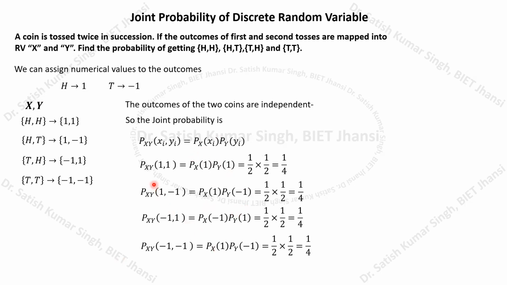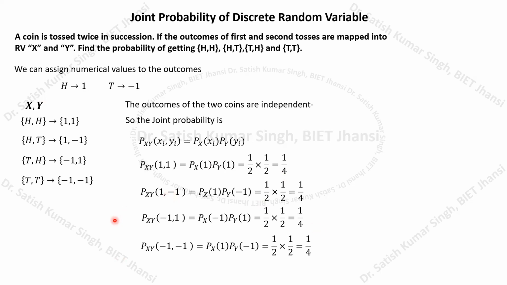So here we can calculate all these probabilities. What is the probability that it will be 1 comma 1, meaning head head? It will obviously be the probability of getting 1 multiplied with the probability of getting 1 in the second toss. So this probability is obviously going to be 1 by 4. Similarly, in all the cases, if you calculate, the probabilities we are going to get are 1 by 4, 1 by 4, and 1 by 4. So these are the probabilities in this particular case.